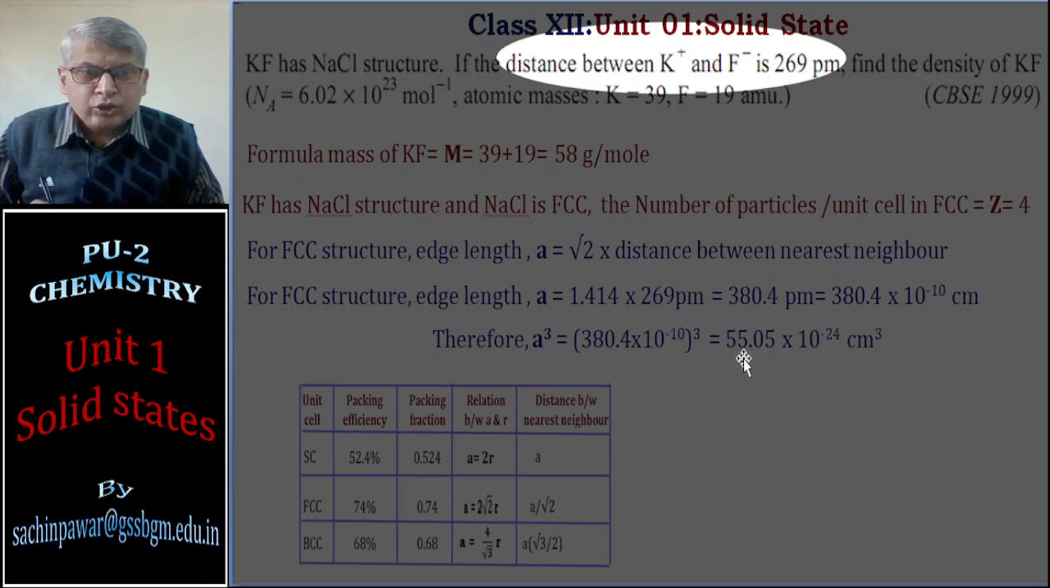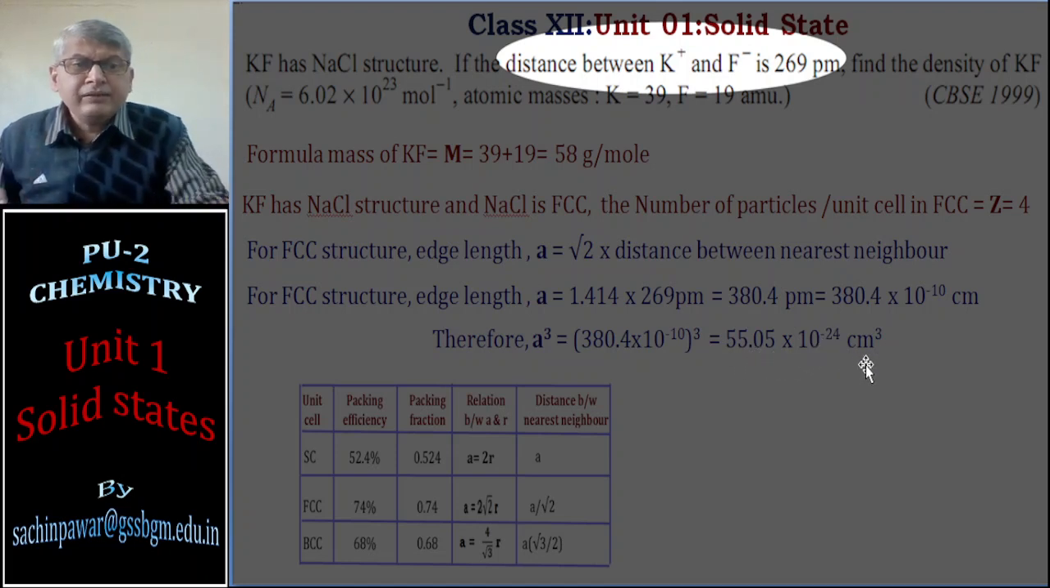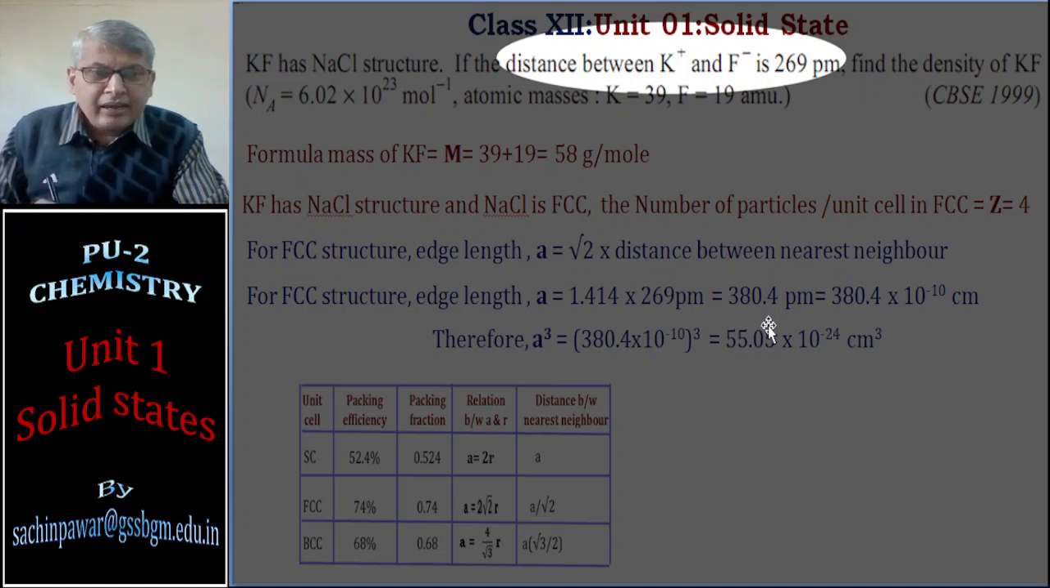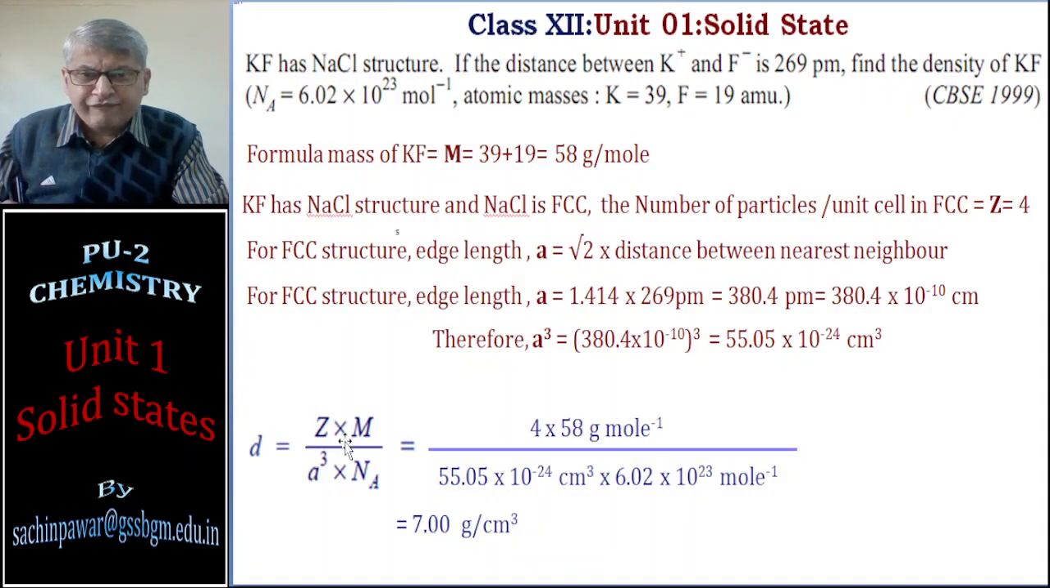So A cube comes out to be 55.05 into 10 to the power minus 24 centimeter cube. A cube we have found. Let's substitute now. Z is the number of particles, that is 4, times 58 grams per mole, divided by 55.05 into 10 to the power minus 24, which is the A cube, and Avogadro's number is 6.02 into 10 to the power 23 per mole.